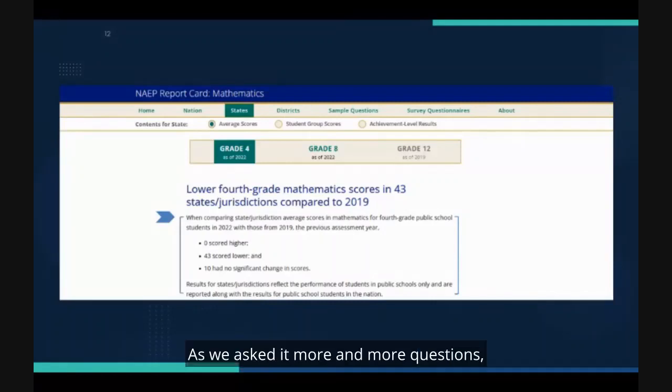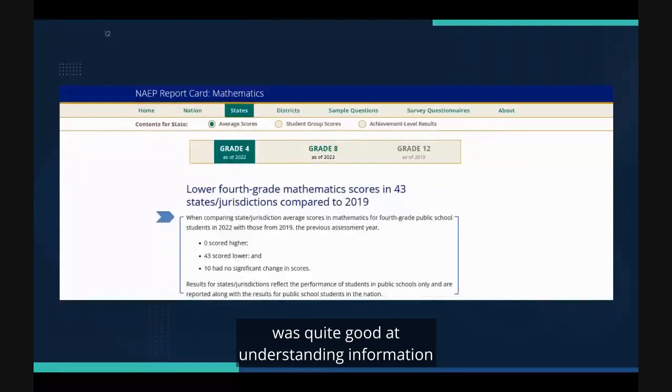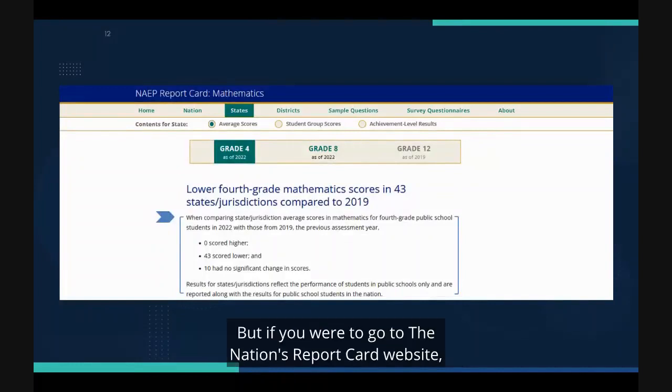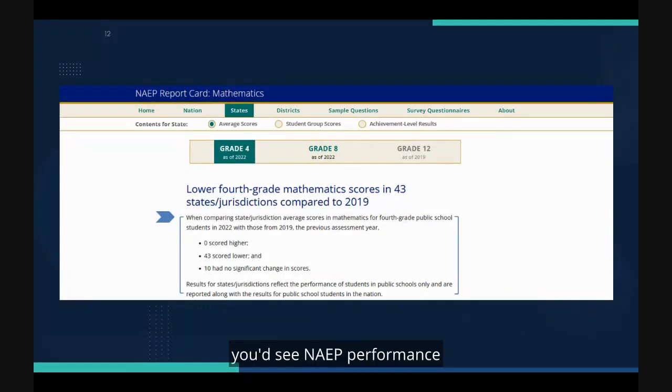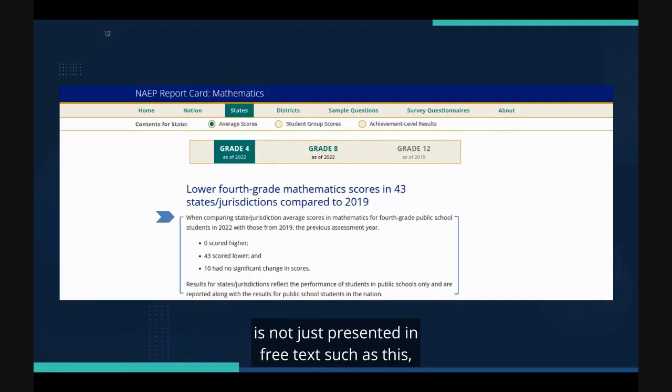As we asked it more and more questions, we realized that ChatGPT was quite good at understanding information in free text and providing answers. But if you were to go to the nation's report card website, you'd see NAEP performance is not just presented in free text, such as this, but also presented in charts, graphs, and tables, lots and lots of tables. And that is not just the case for the nation's report card.